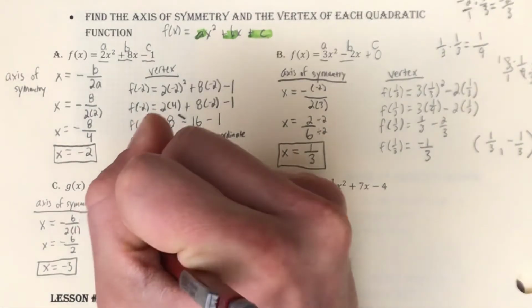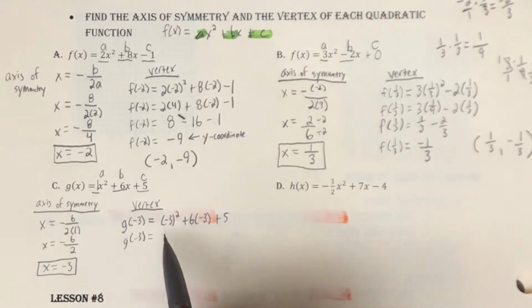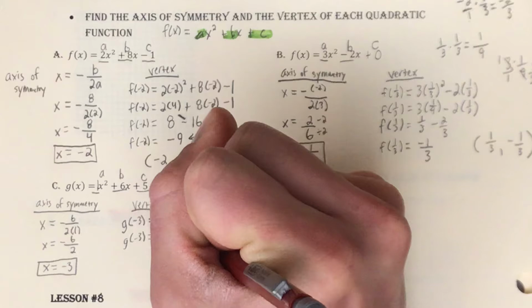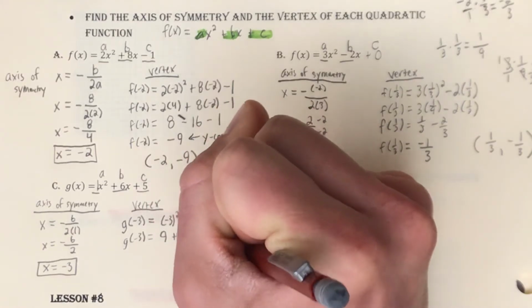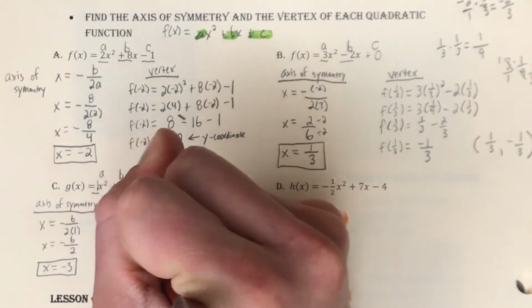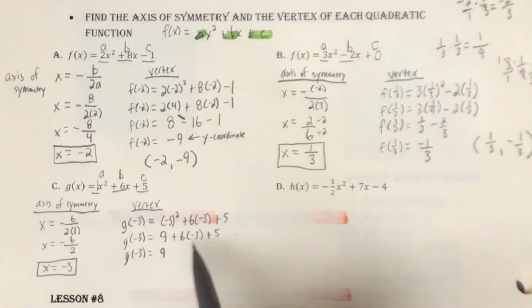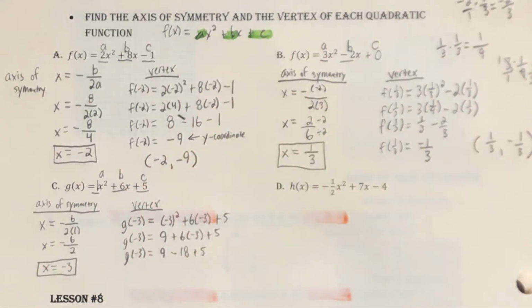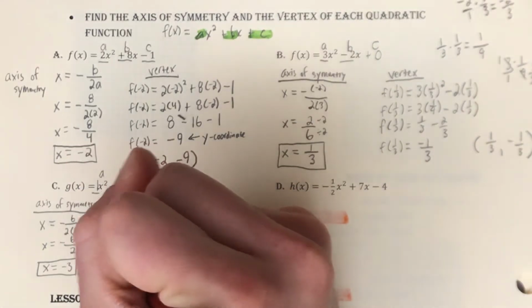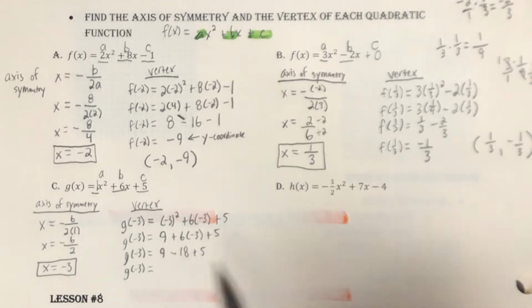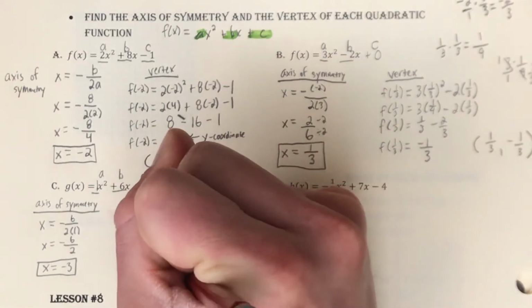So g of -3, got to do my exponent first. -3 times -3 is +9. Plus 6 times -3 plus 5. Now I need to do my multiplication. So g of -3 equals 9. 6 times -3 is -18, and then plus 5. So then, last step, do the addition and subtraction. So moving from left to right, 9 minus 18 is -9, and -9 plus 5 is -4.